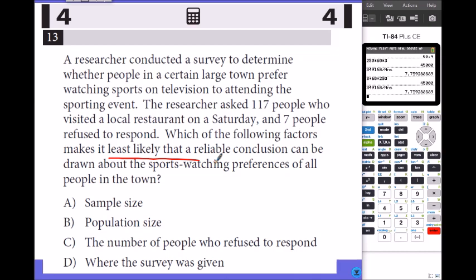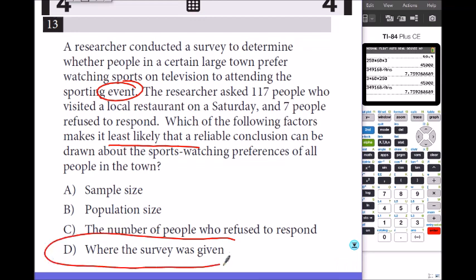Sample size 117 is not too bad. Population size, we don't even know. The number of people who refused to respond, there are only 7, less than 10%. Where the survey was taken, I agree with that, because what if the restaurant was right next to the event, right? Then probably a lot of people who took the survey went to the event to watch the game, so the place was not reliable. Right?